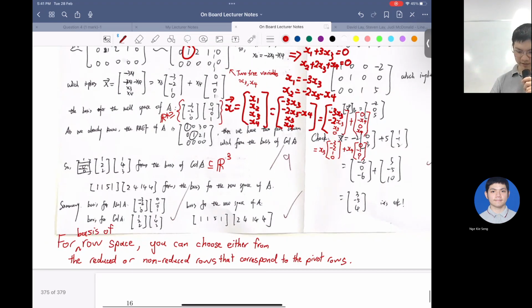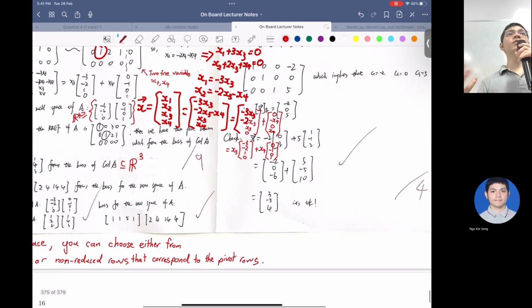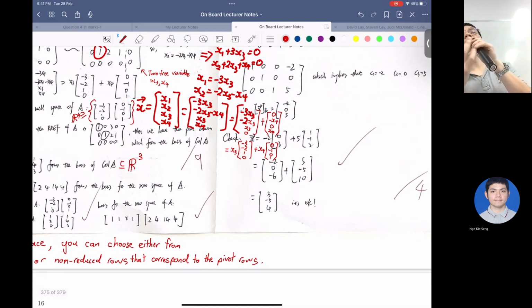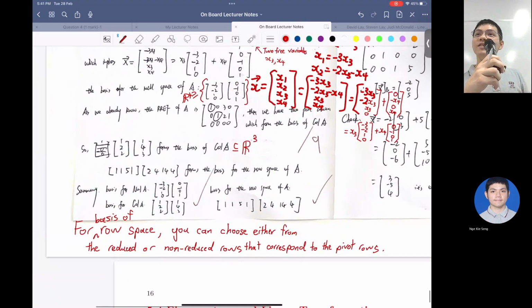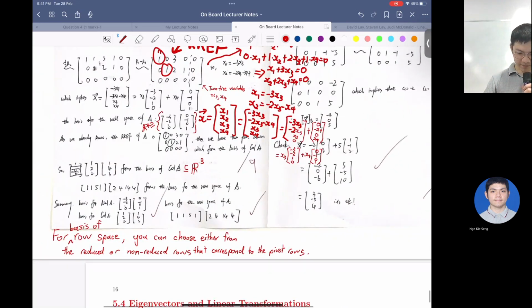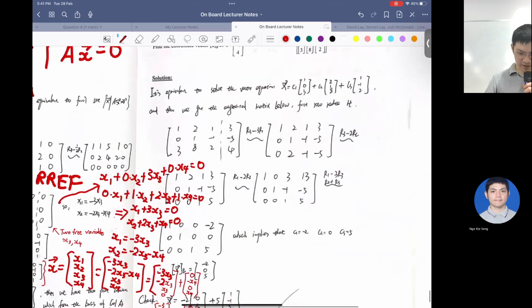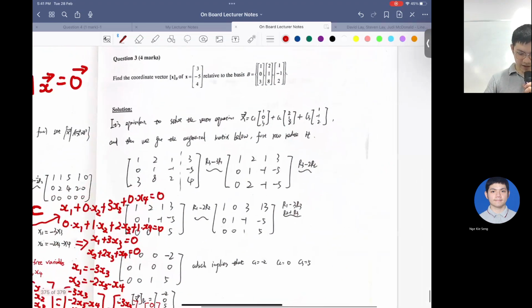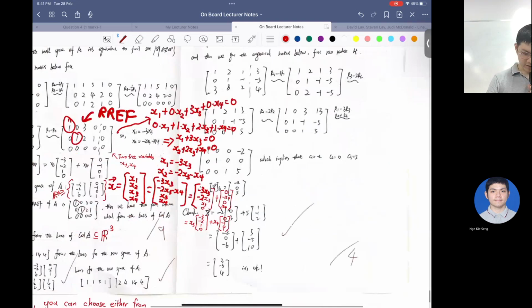For basis, some of you picked the reduced one, some of you picked the non-reduced one. I think some of you picked a mix of them. As long as you don't pick two linearly dependent ones, it should be okay. If they are linearly dependent, then there's some issue there. Okay, cool. This one done. How about the next one?